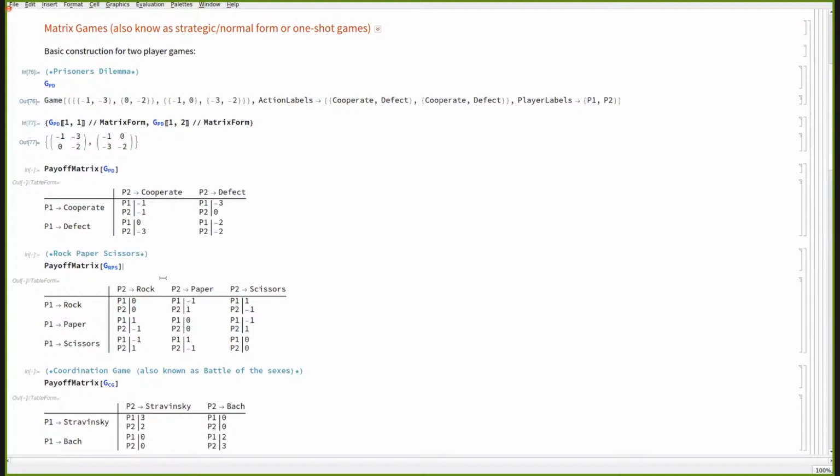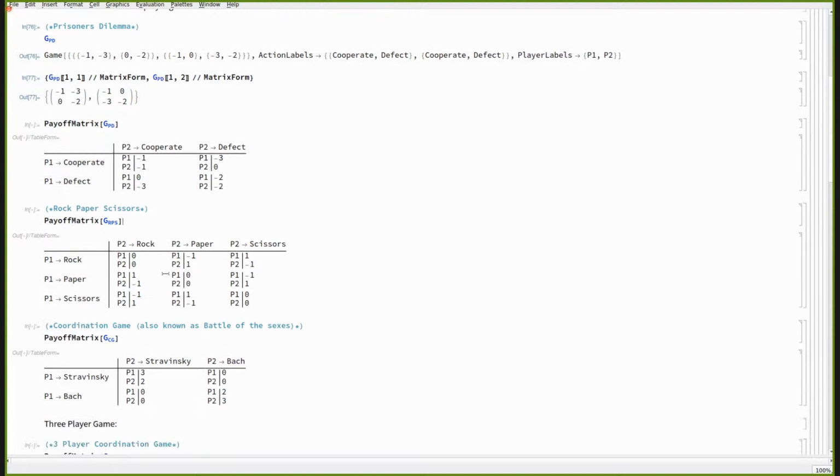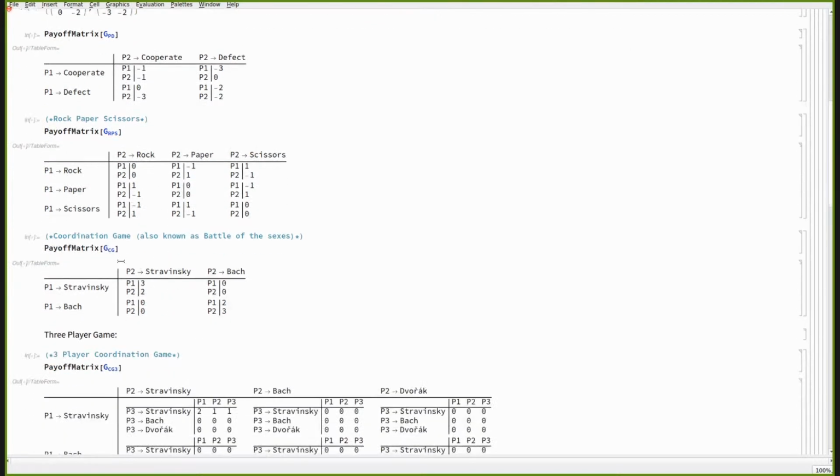Okay. Then here are several other examples, like rock paper scissors. There is this coordination game.